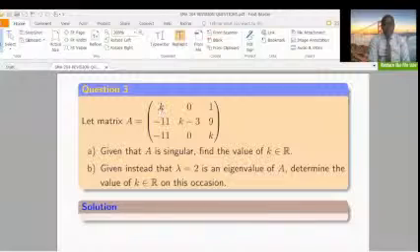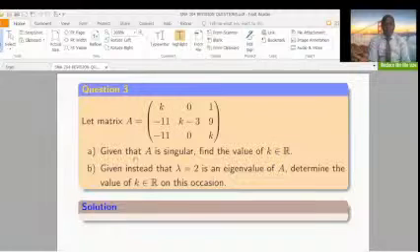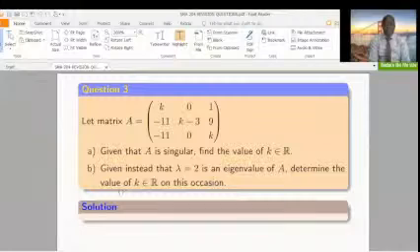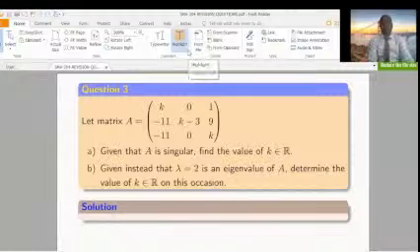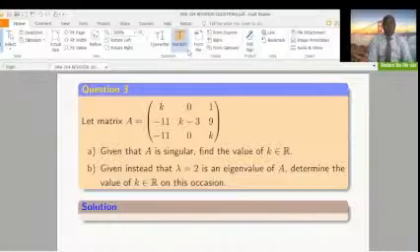You're given matrix A, and you're asked to find a real value K if A is to be singular. And then B, we are told that if lambda equal to 2 is an eigenvalue of A, then what will be the real value K? So K is here. So let's just do it.